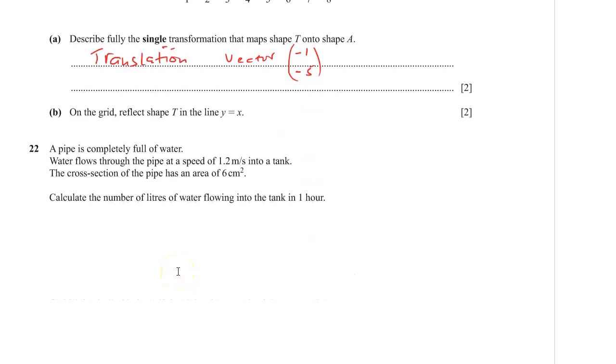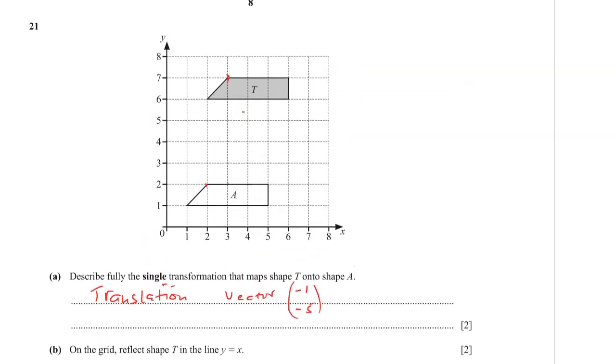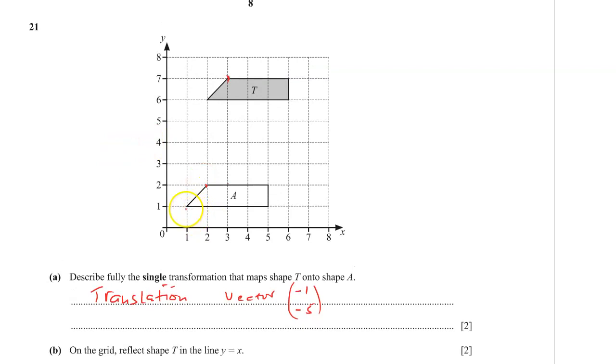Part B on the grid, reflect shape T in the line y equals x. The line y equals x is this one. When x is 1, y is 1. When x is 2, y is 2. So draw this line through these points. This line is y equals x.